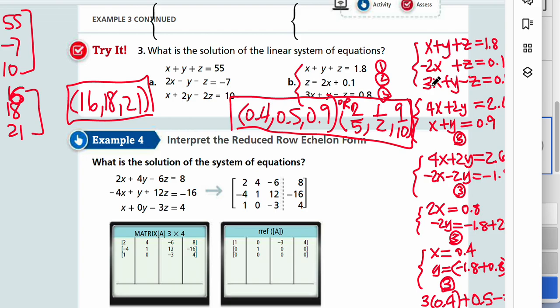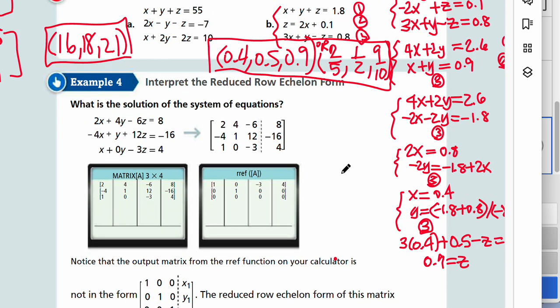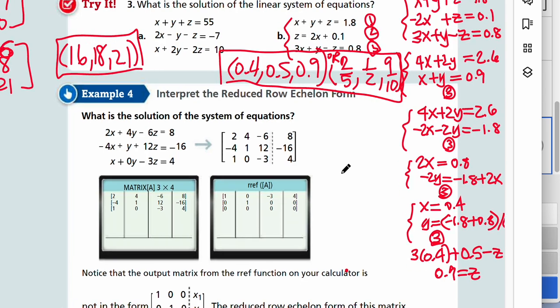There we go. That was example 3. So example 4, our last example, will be about interpreting the reduced row echelon form. We'll continue this in the next video.